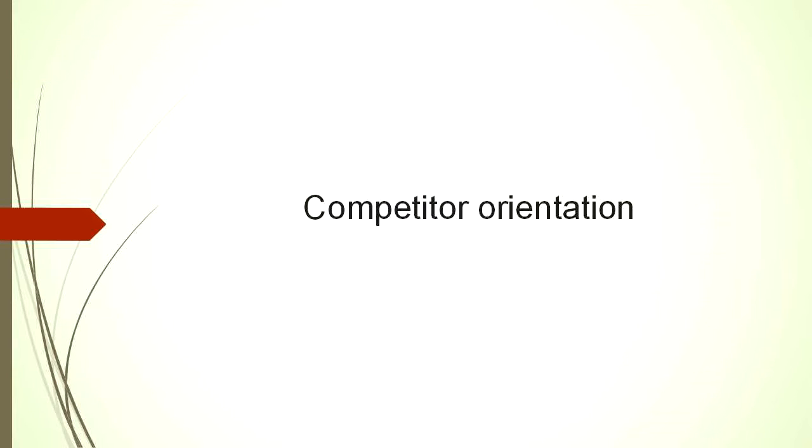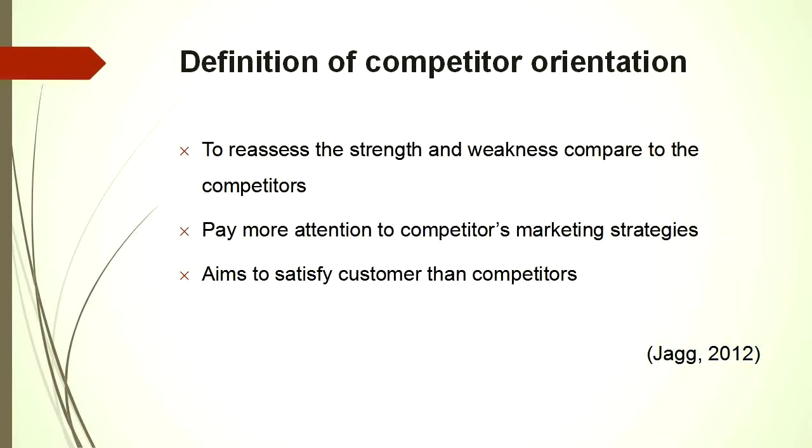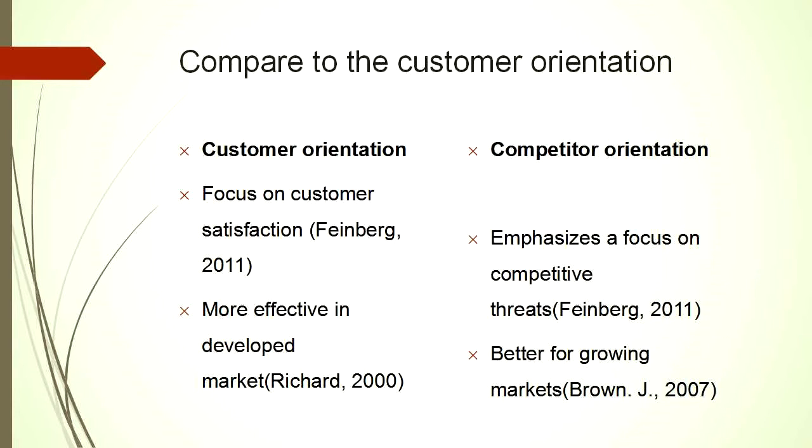The second part is competitor orientation. First of all, its definition is different in some aspects when compared to customer orientation. Firstly, customer orientation focuses on the changing needs and improving the satisfaction of customers. On the contrary, competitor orientation emphasizes a focus on competitive threats. Although these two aspects are opposed to each other, they have a constant relationship.